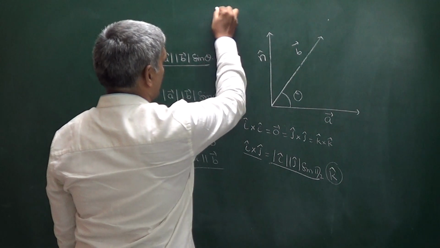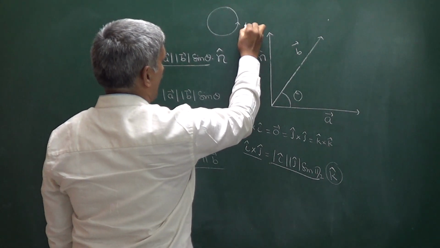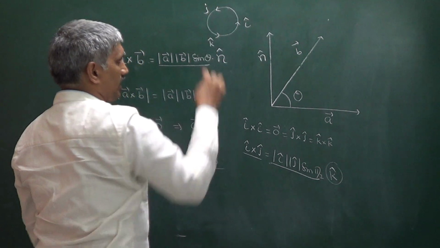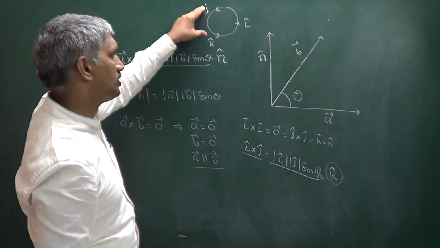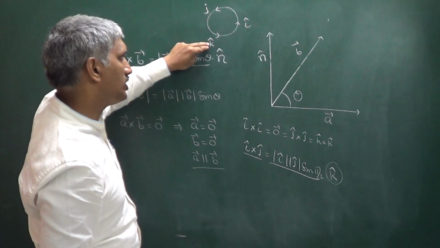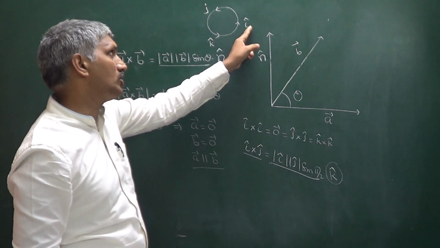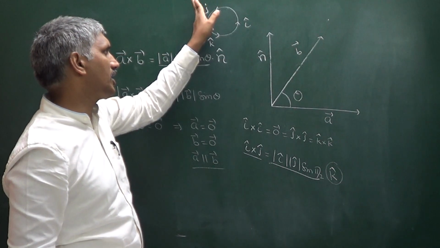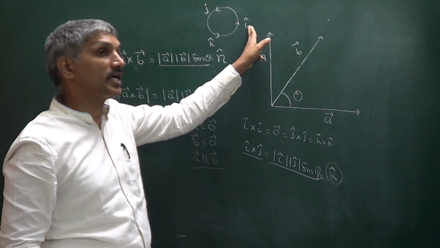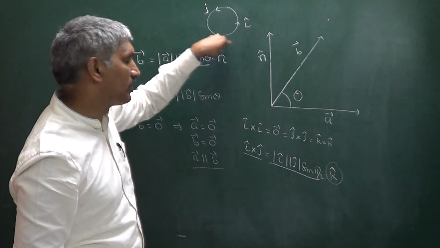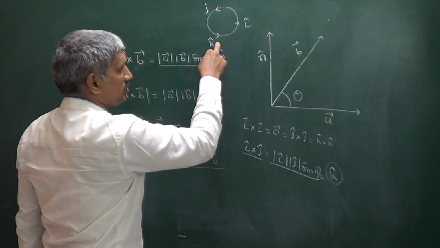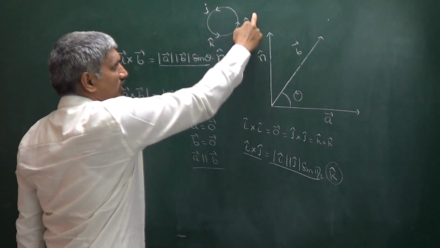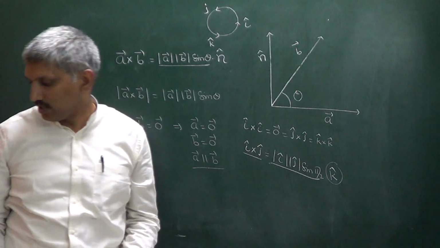So we can write it in this way: I, J, next one is k. So I cross J is equal to k, J cross k is equal to I, k cross I is equal to J. If you are following the cyclic order, I cross J you will get k, J cross k you will get I, k cross I you will get J. Suppose you are reversing the cyclic order, I cross k is equal to minus J, k cross J is equal to minus I, J cross I is equal to minus k.